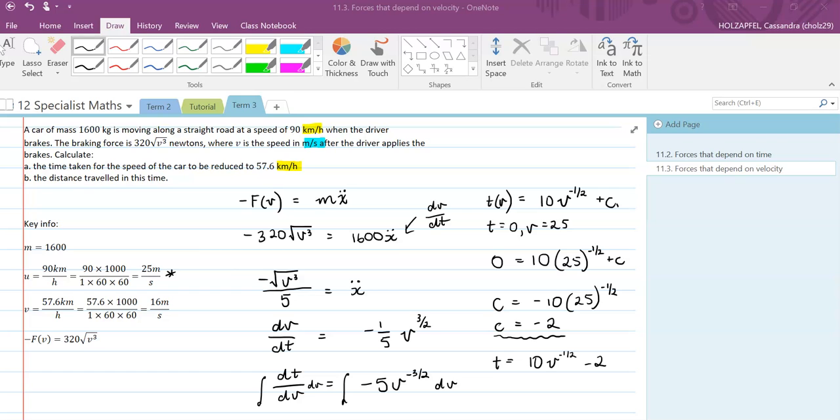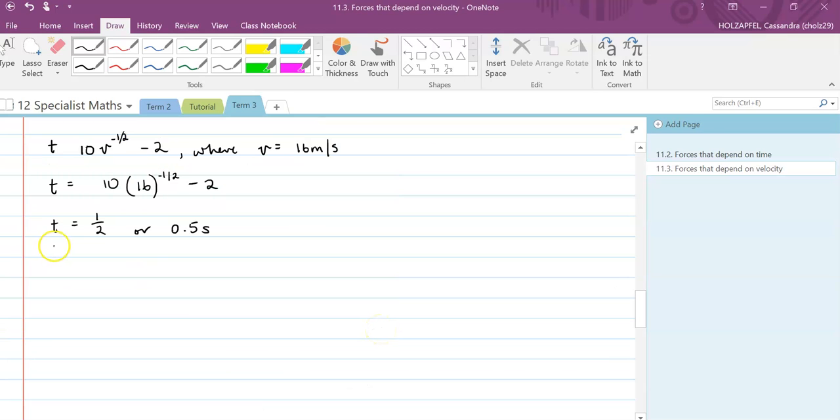and substitute in my second value for velocity now. So that's going to be in meters per second. And we can do that and determine the time that that's going to take to reach that point. So using that formula, I've determined it's going to take about 0.5 seconds when applying that braking force of 320 root v cubed. When we apply that braking force, it's only going to take about half a second to slow from 90 kilometers per hour to 57.6 kilometers per hour.